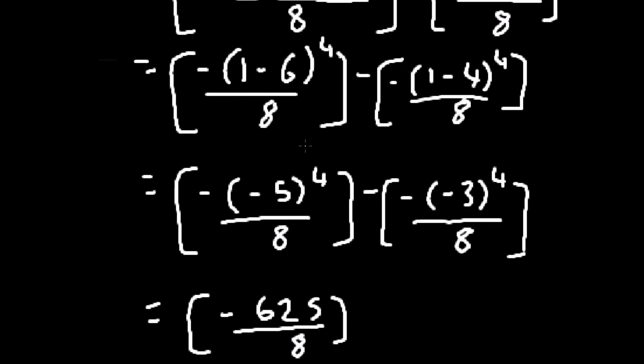All right, I'm going to simplify this. So see how there's those two negatives there. They come together and they make a plus. And now we've got minus 3 to the power of 4.